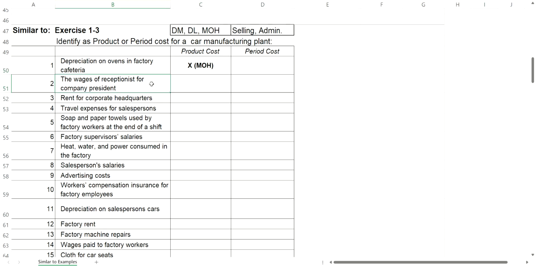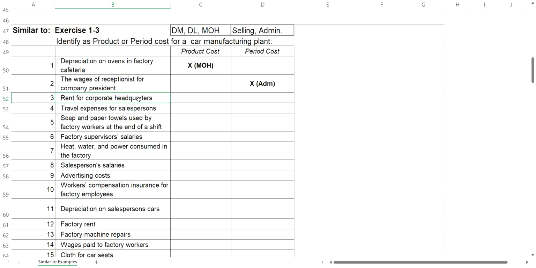Number 2, the wages of a receptionist for the company president. That would be for the president CEO, that would be administrative. Administrative falls under period cost. So I will put an X in the period cost column, and just for our reference, I will also note that it is administrative.